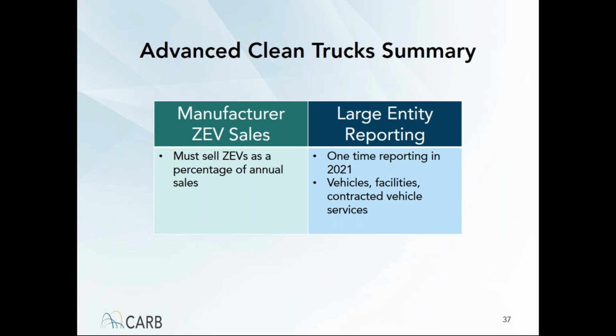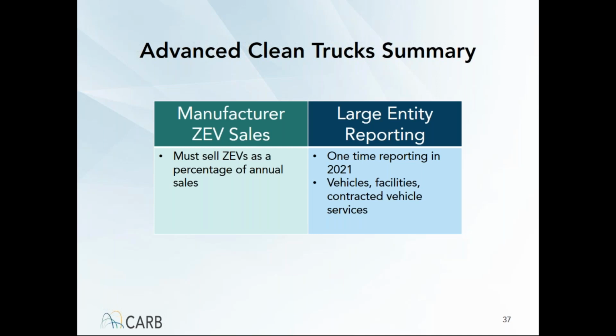The part that's going to affect more people that aren't manufacturers is something called a large entity reporting. And this is a one-time reporting requirement that's going to be mid-2021. If you are under this reporting requirement, you have probably already received notification of the impending reporting. We're going to ask for information on the vehicles that you have, the facilities, contracted vehicle services. All these things are bits of information that we're collecting to try and make decisions on how to implement the zero emission standard.